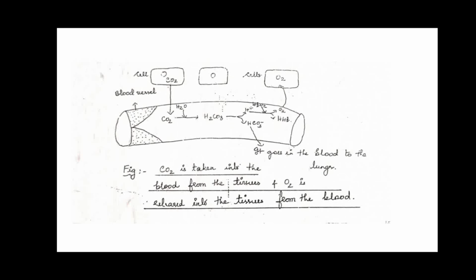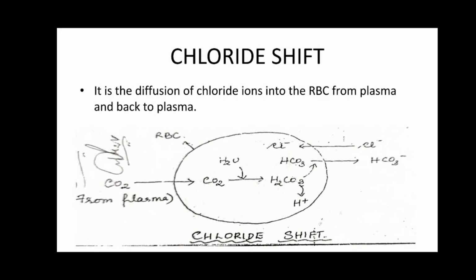And next we can move to the chloride shift. Chloride shift is not a separate topic. It comes within the transport of respiratory gases. We have studied that in RBC, CO2 combines with water to form carbonic acid. Carbonic acid is not stable in the RBC, so it dissociates to form hydrogen ion and bicarbonate. The bicarbonate will leave the RBC and move to the plasma, while the hydrogen ion remains in the RBC. So the RBC is positively charged.